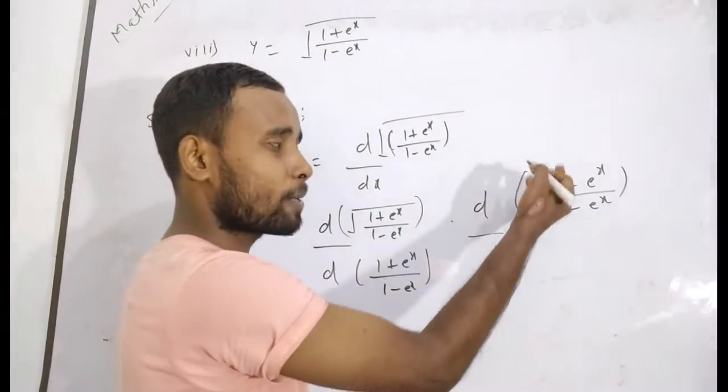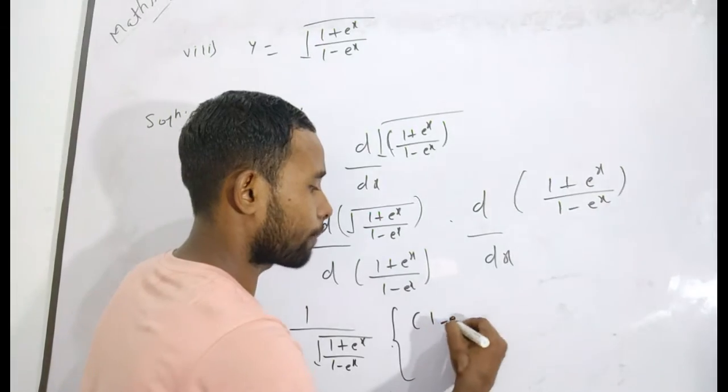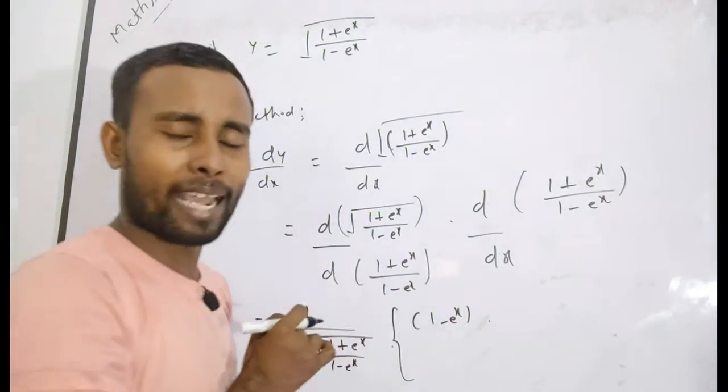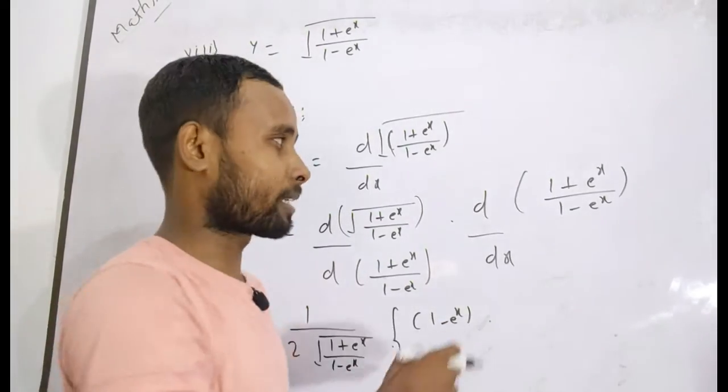And how can you differentiate it? It will be very easy. You have to apply the quotient rule here. You have to firstly take 1 minus e to the power x on the outer side, and differentiate 1 plus e to the power x. As you know, I do not like to write here one step by one step.